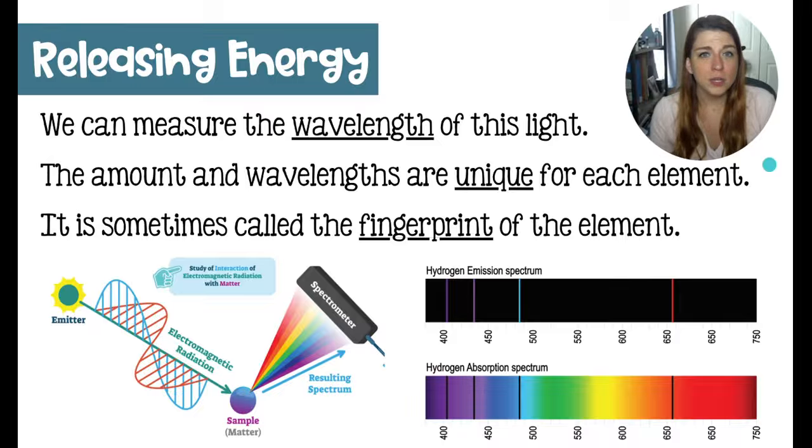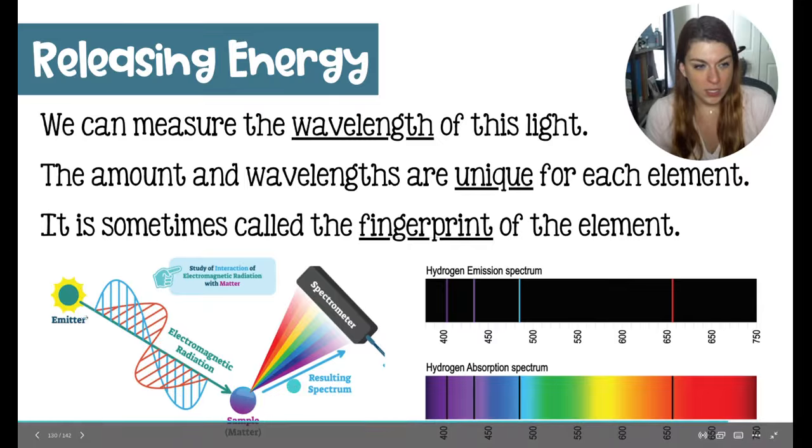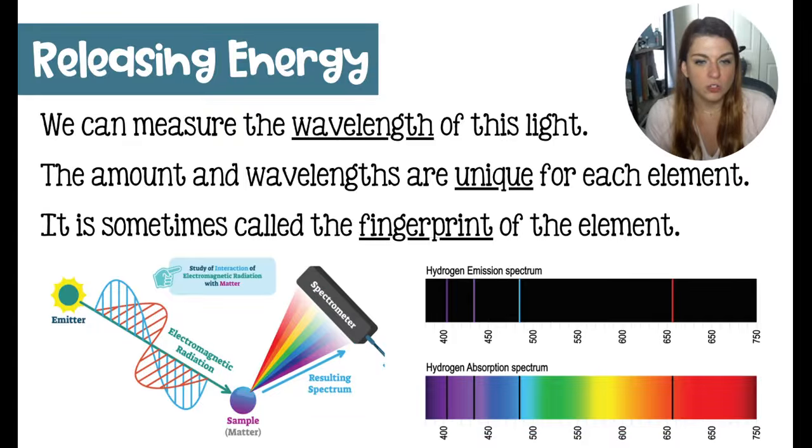The light that comes out of these samples can be measured, and we measure them using a spectroscope. We're specifically going to measure the wavelength. So we have light exciting a sample, and then the sample is going to emit light, and we read it with a spectrometer or a spectroscope, and we would get something like this. We get this hydrogen emission spectrum.